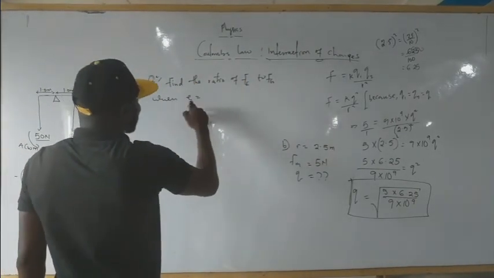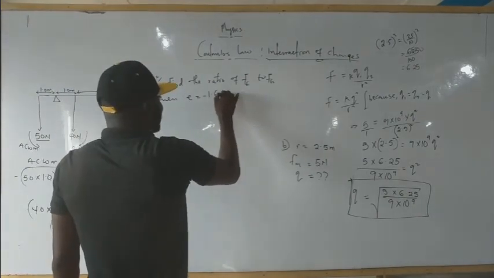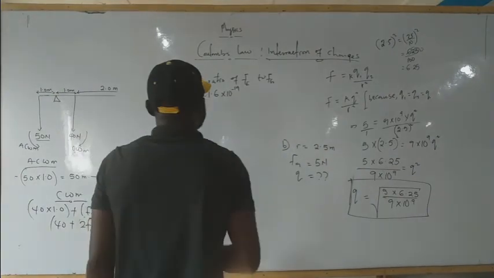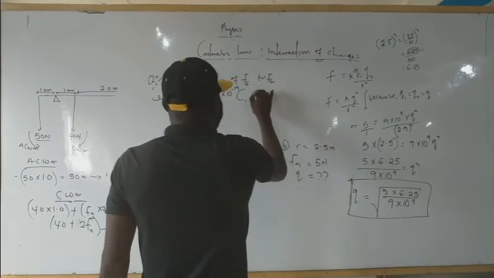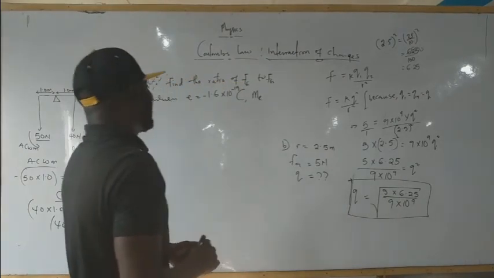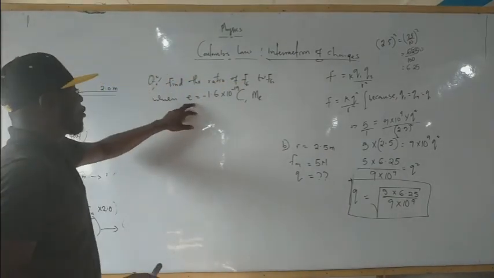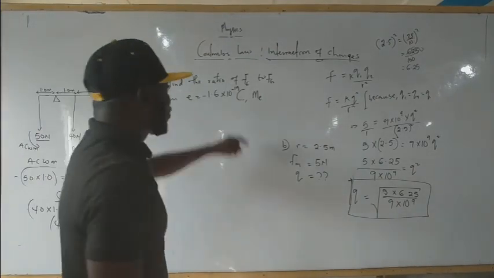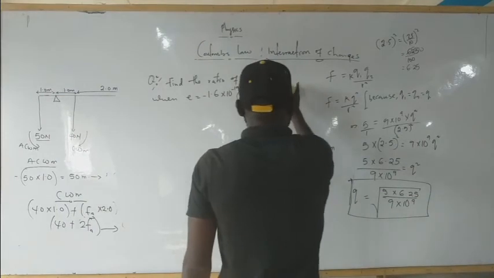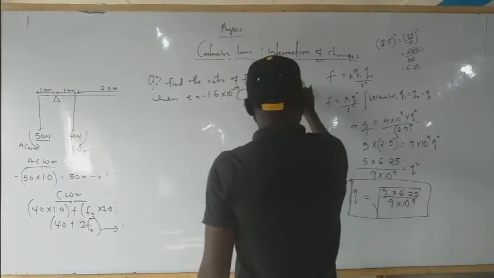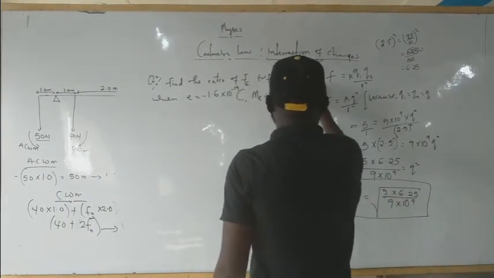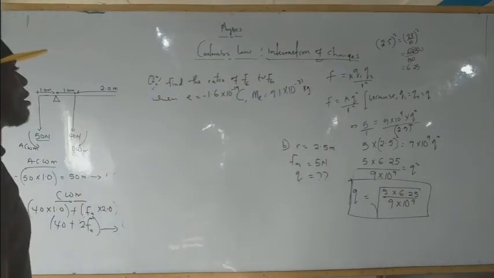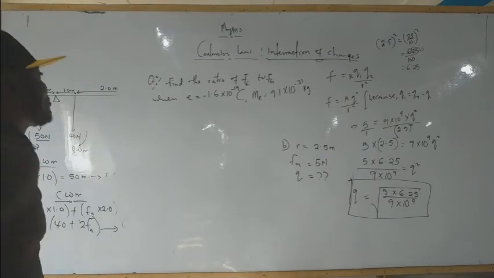When the charge is minus 1.6 times 10 raised to the power minus 19 Coulomb, and the mass of the electron is given. This is the charge of the electron, negative 1.6 times 10 raised to the power minus 19 Coulomb. The mass of the electron is 9.1 times 10 raised to the power minus 31 kilogram.